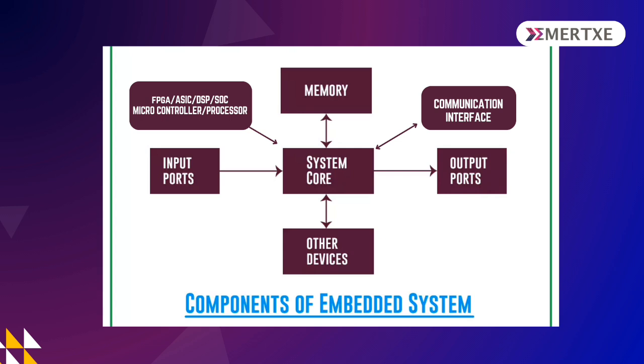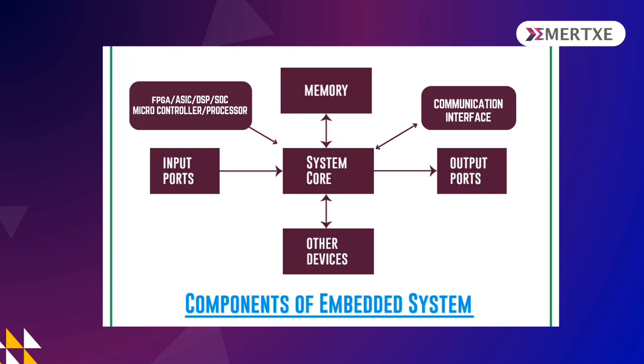Next, memory. This stores both the code and data used by the system. It includes both RAM and ROM depending on whether the data is temporary or permanent. Next, input ports. This receives data from the outside world. For example, sensors or buttons send information into the system through input ports. Next, output ports. This sends the system response or action to the outside world. For example, turning on an LED or activating a motor.